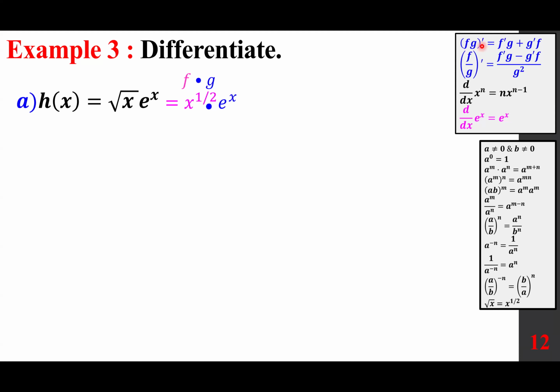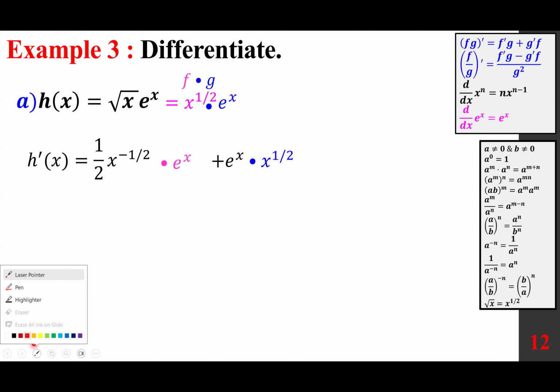So f prime g plus g prime f: f prime is 1/2 x to the power of 1/2 minus 1, which makes it negative 1/2, times g, which is simply e to the power of x, plus g prime f. G prime is itself e to the power of x, and f is x to the power of 1/2, or square root of x. This is it. Done with calculus.